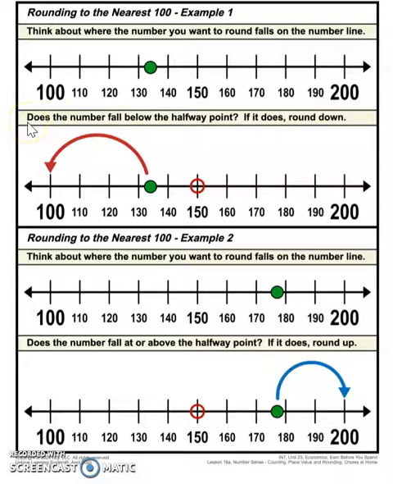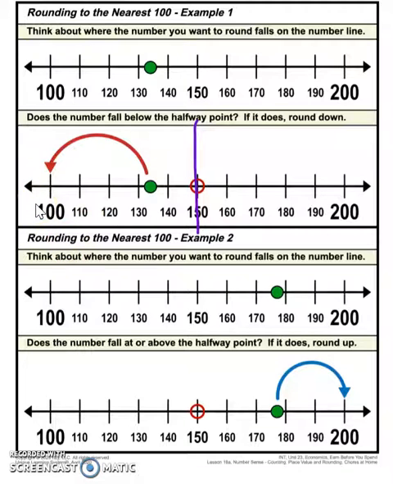And now we're going to figure out, does the number fall below the halfway point? If it does, round down. Right here, this red dot shows us where the halfway point is. I like to draw a line to make it really obvious that that's where the halfway point is. So you can do that too if it helps you. So if the number falls below the halfway point, round down. Well, our number is below the halfway point, so we are going to round down to the nearest 100, which in this case is 100.